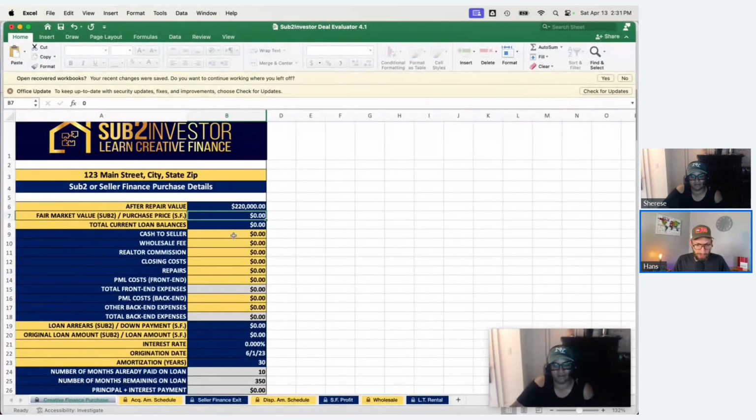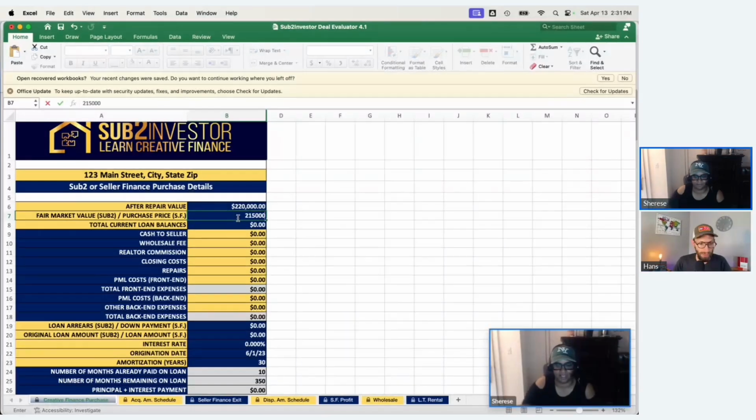You would really just have to do a thorough comp analysis to look at properties and what they sold for to get the fair market value. But it doesn't really matter too much for the way that we buy and sell. So I would put just like 215 here.